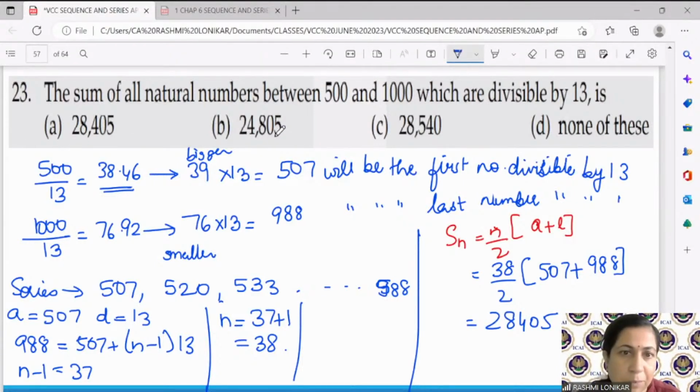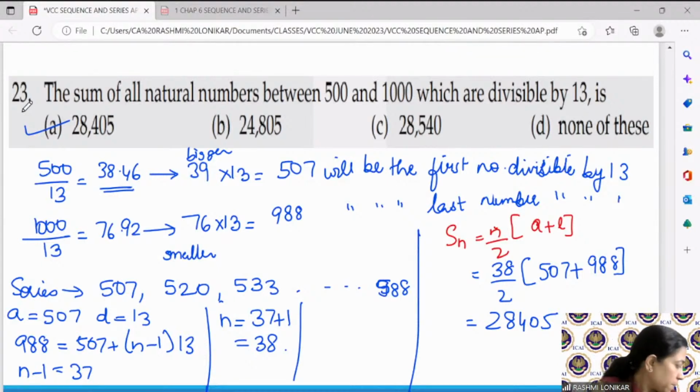Again, see, they have purposely just interchanged the numbers. So A is the correct answer. It is not 24805, it is 28405. So A is the correct answer.